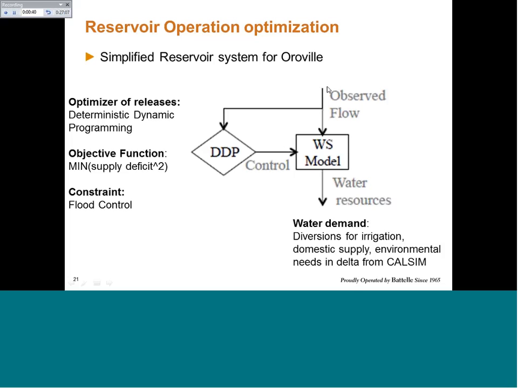And we have been training, optimizing the releases based on observed flow, which is the perfect forecast. And then we are optimizing the water delivery for diversion, for irrigation, domestic supply, and environmental needs, and the delta from the Sacramento-San Joaquin Delta that were provided to us from California.